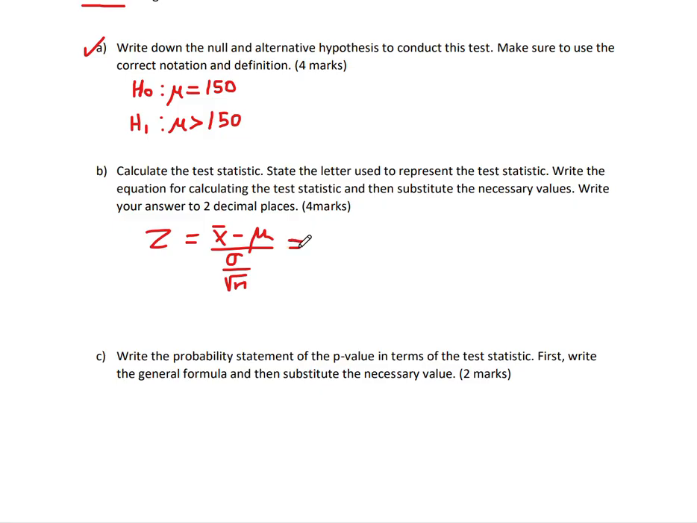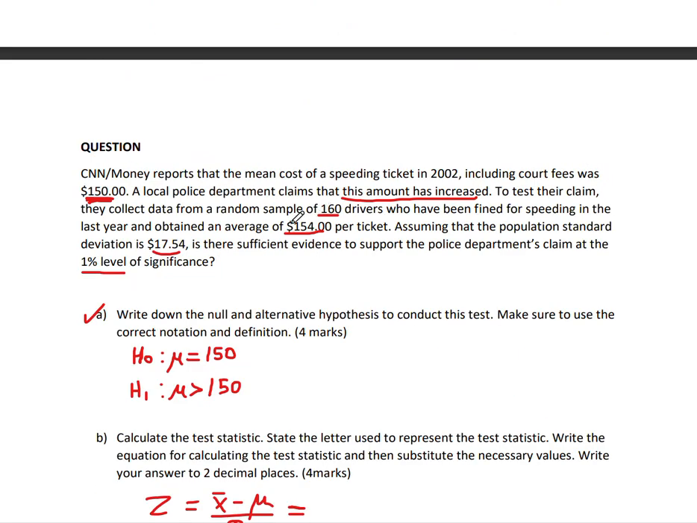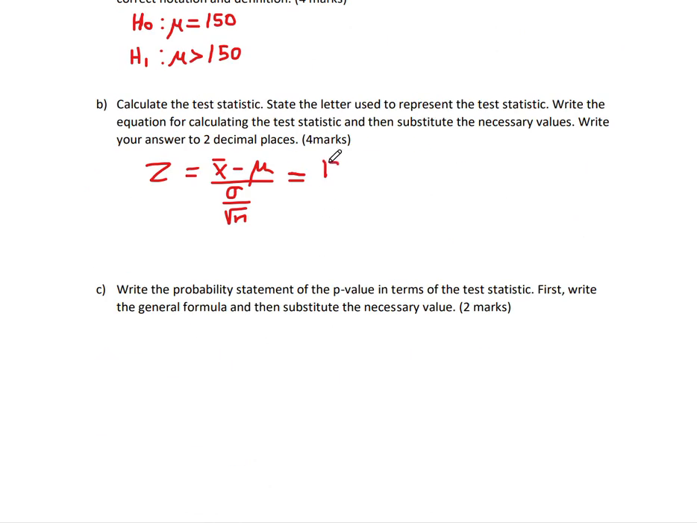Now we're going to fill in the relevant numbers. X bar, which is the sample mean, as we indicated before, is 154. So we're going to insert 154 there. Mu will come from the null and alternate hypotheses. The value in the null and alternate hypotheses is the mu, which is 150.